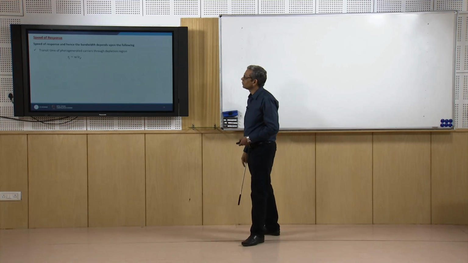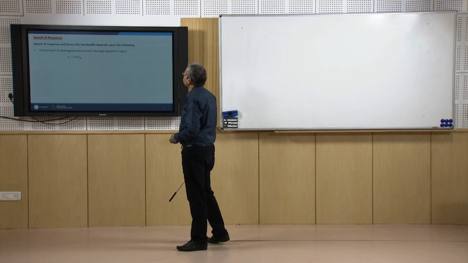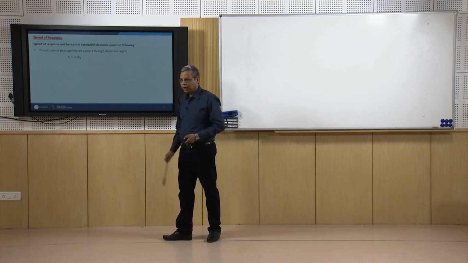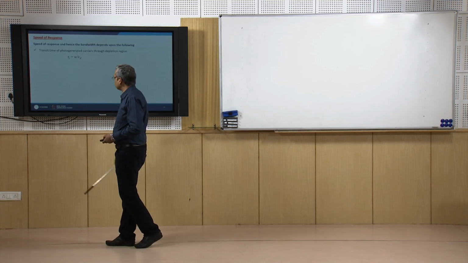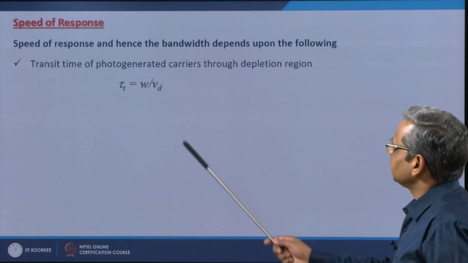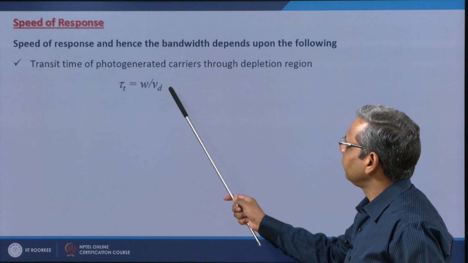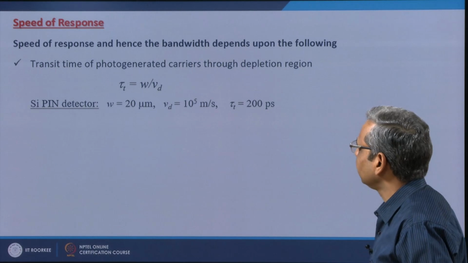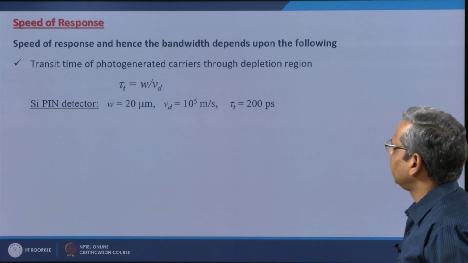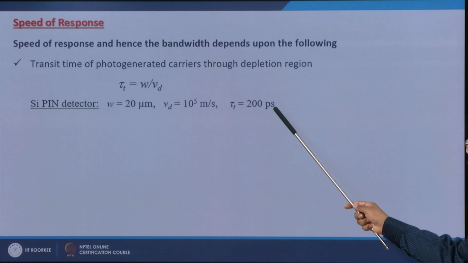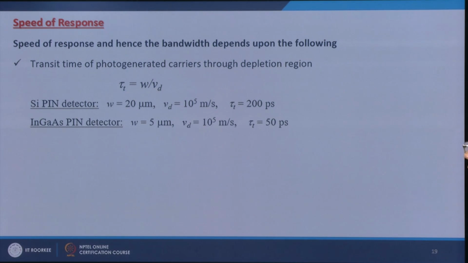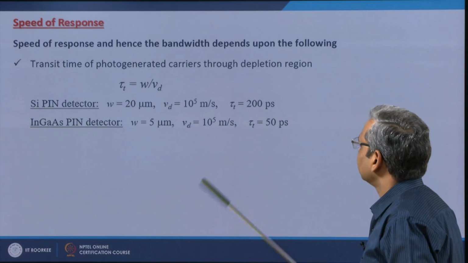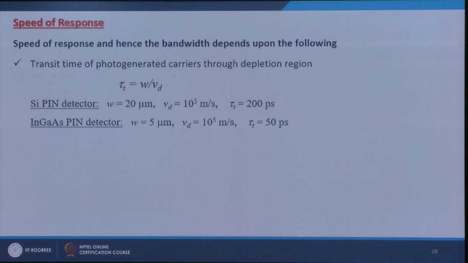Then the speed of response, and hence the bandwidth, depends on transit time, how fast the carriers transit across the junction. And transit time is nothing but the width of the junction region divided by the drift velocity. For silicon pin detector, W is typically 20 micron, drift velocity of electron is 10 to the power 5 meters per second. So, the transit time would be 200 picoseconds. In case of indium gallium arsenide pin detector, W is 5 micron. So, transit time would be 50 picoseconds.